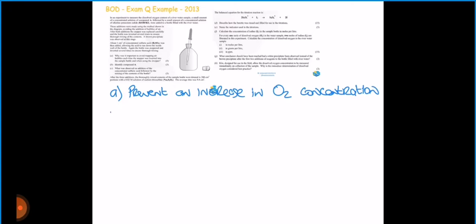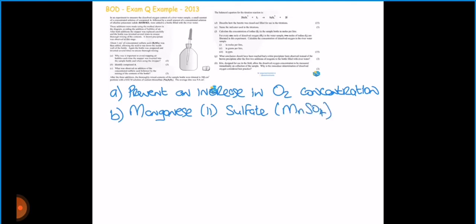Part B then asks you to identify compound A, and compound A is a concentrated solution that's added at the start of the experiment, and that is your manganese 2 sulfate. So your manganese 2 sulfate. This can be written in word form, or you would get marks if you gave the chemical formula MnSO4, so whichever suits you better.